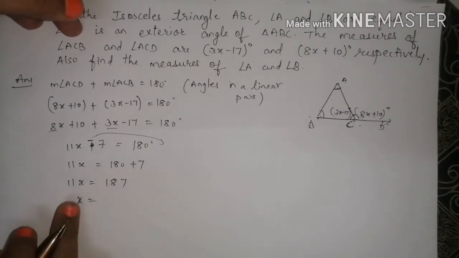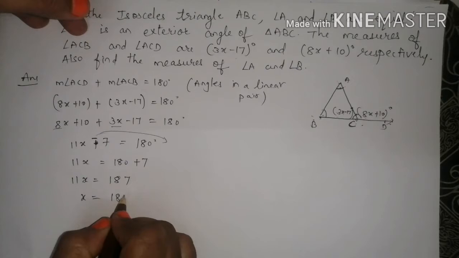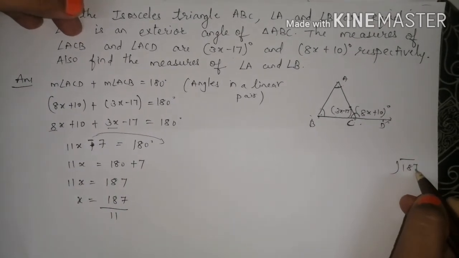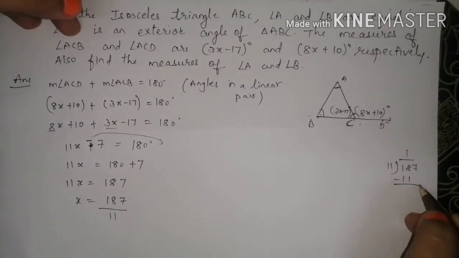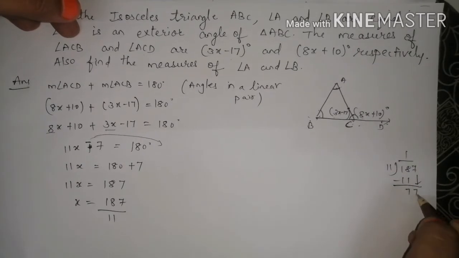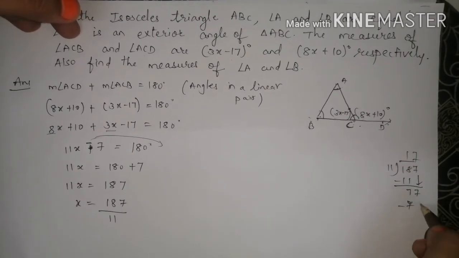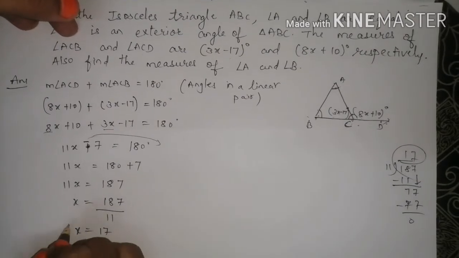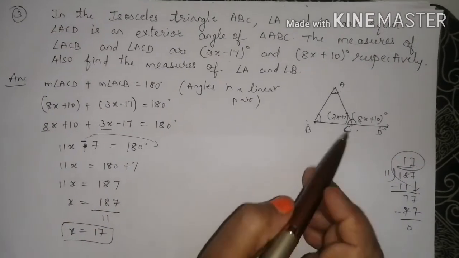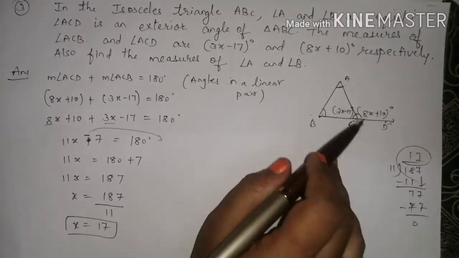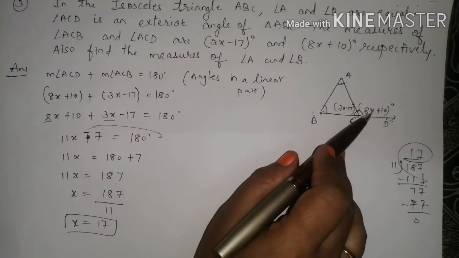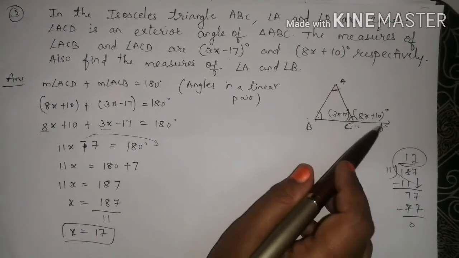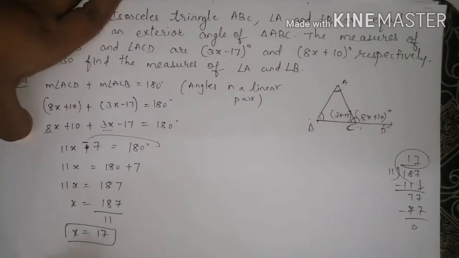So we want to find the value of x. So x is equal to 187 divided by 11. If you divide 187 by 11, 11 ones are 11. 7 remaining, take this 7 down, 11 sevens are 77. So we got after dividing 17. So x value I got 17, but I want to know the value of angle measures. So let us put the value of x in these angle measurements, so we'll get the actual measurement of this angle.